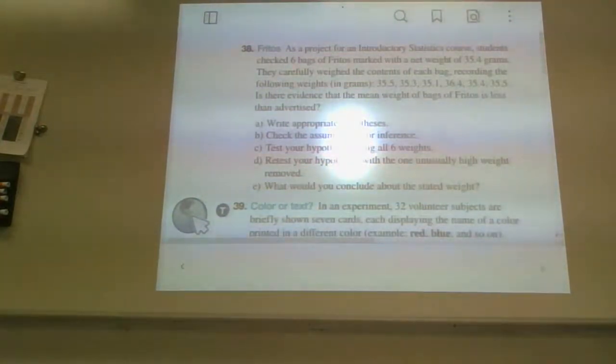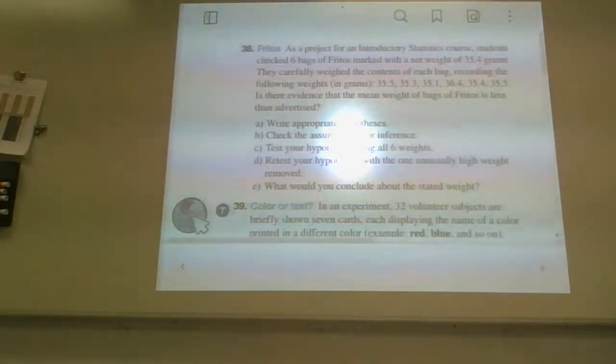Now, what's really interesting about this problem is the conclusion that we could reach, or what the book reaches. Because with this problem, I disagree with the rationale of the book, but we'll get there in a moment. For this problem, they want you to write appropriate hypotheses. They're trying to determine whether there is evidence that the mean weight of bags of Fritos is less than advertised. So this is number 38, and I already lost what page, 663.